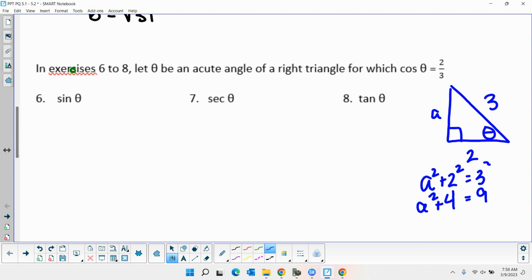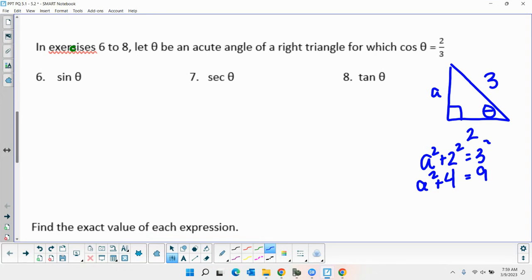So subtract 4. What's 9 minus 4? 5. So remember, I got to take the square root to get what A is. So this is the square root of 5. Now I got my 3 sides. Okay, so sine is opposite, square root of 5, over hypotenuse 3.